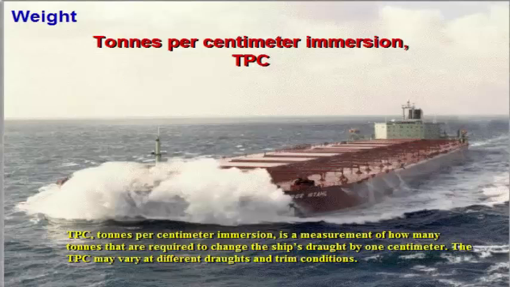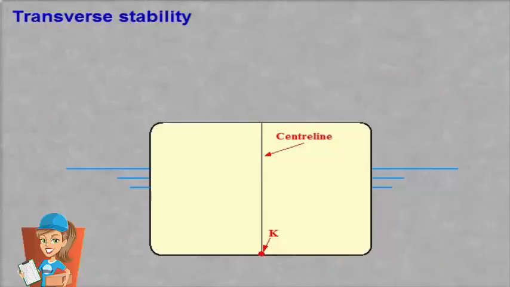TPC, tons per centimetre immersion, is a measurement of how many tons are required to change the ship's draft by 1 centimetre. The TPC may vary at different drafts and trim conditions.